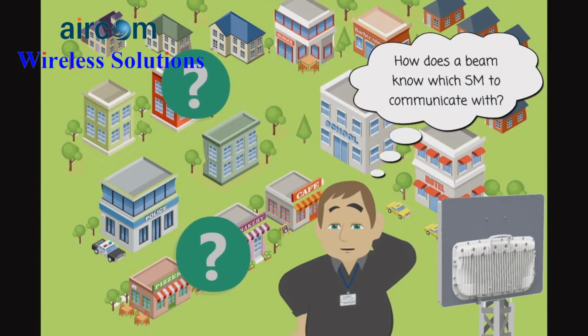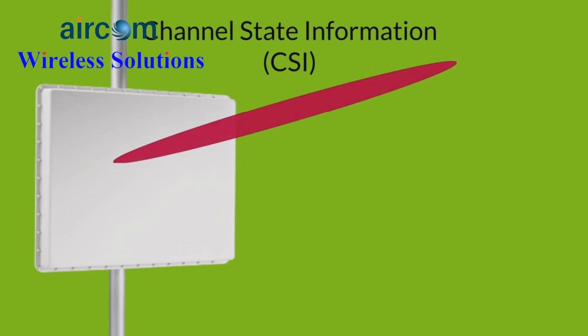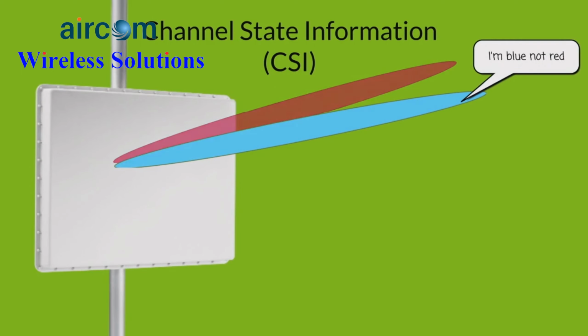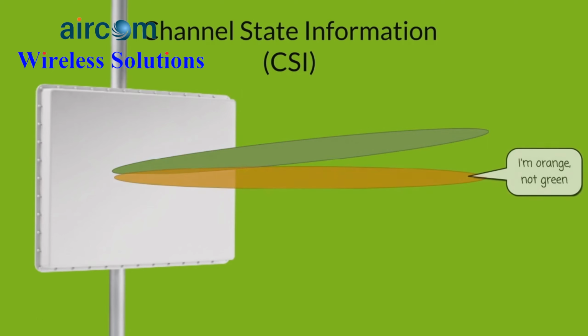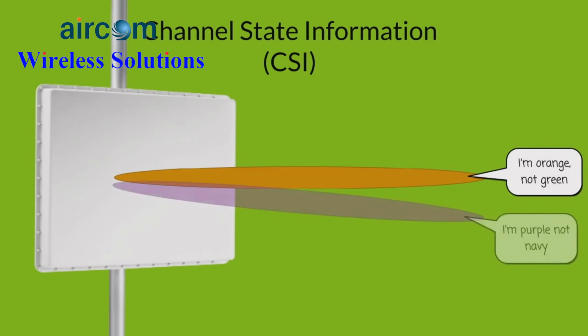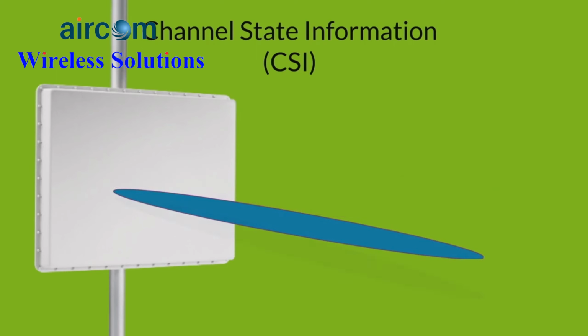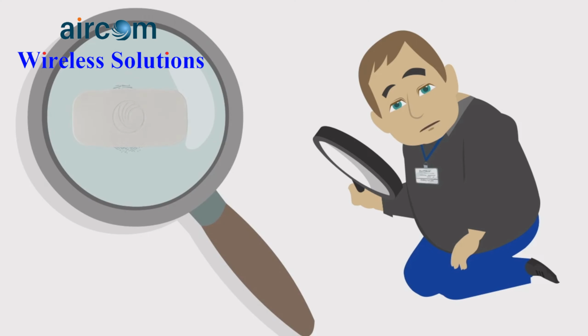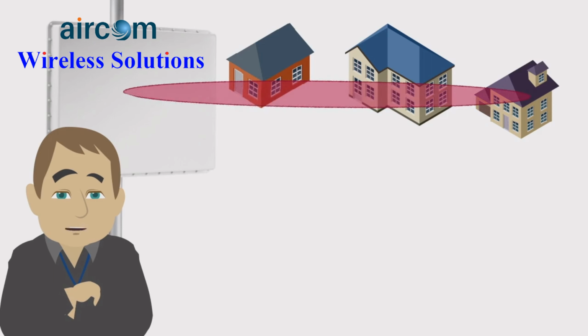But how does the beam know which subscriber is which? If there are a lot of subscribers in the area, wouldn't it get confused? This is where channel sounding comes in. The radios are always talking, but how does the base station know which subscriber is actually doing the talking? Channel state information, known as CSI, enables the base station to distinguish between subscribers. And while it is not unique, you can think of each subscriber as having its own fingerprint that the base station uses for identification.